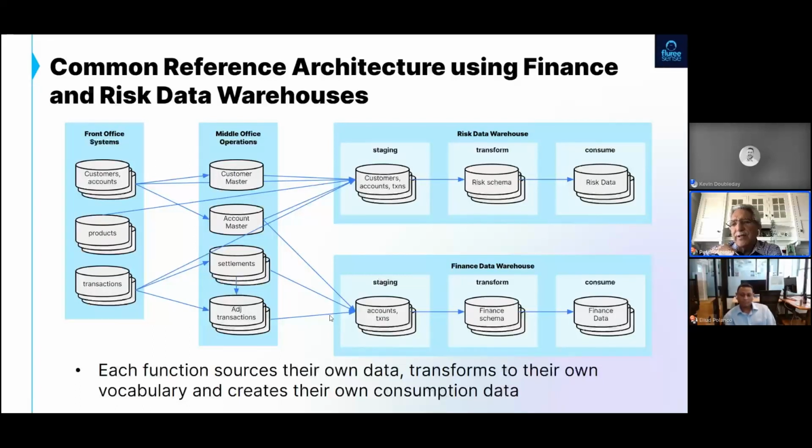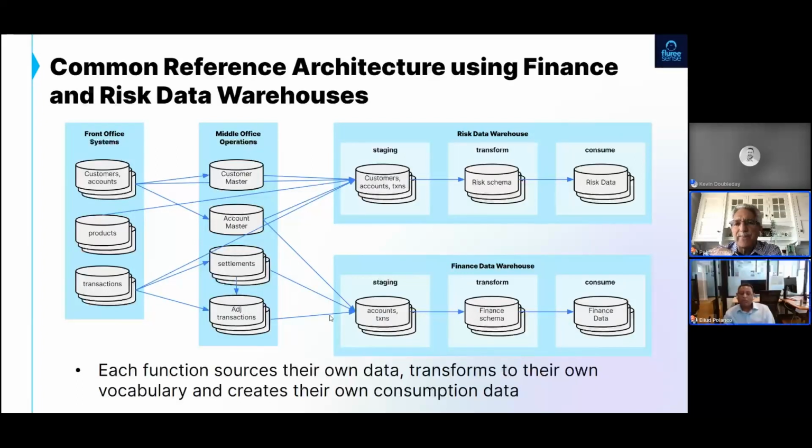And then you can see they stage it, they transform it, and they consume it, they use it, and then they, again, all within their warehouse, and it never makes its way back into the operations of front office systems. So any changes or differences are then isolated to those silos.